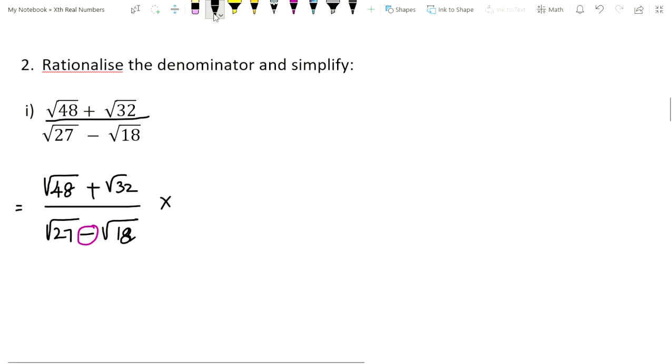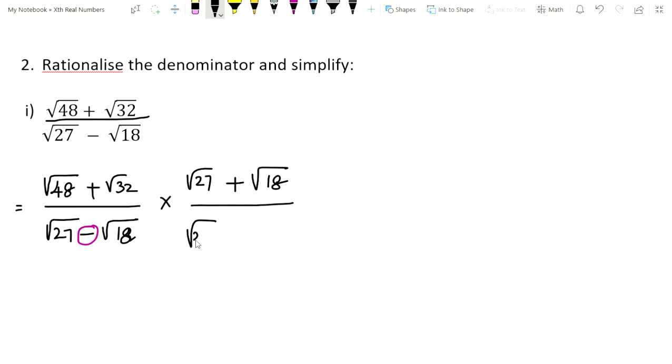Okay, children, so what do you want to do? You have to multiply by root 27. Here minus is there, so you put plus root 18, divided by root of 27 plus root 18.